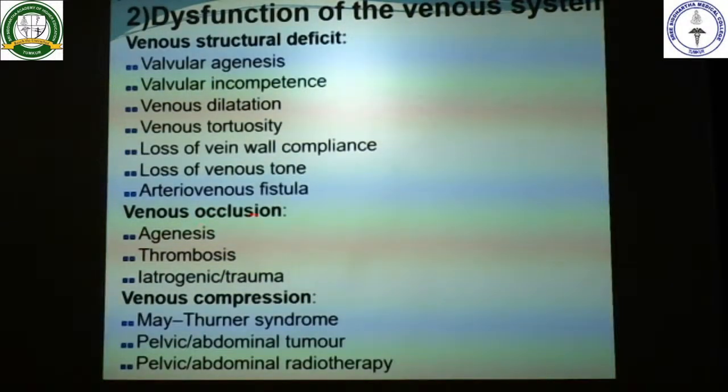Then luminal occlusion of the vein can be because of agenesis of the venous system, thrombosis, iatrogenic causes, or trauma. These are some of the causes for venous occlusion. And there is venous compression from the outside. Some causes here are Turner syndrome, pelvic or abdominal tumors, or even post-radiation pelvic or abdominal radiotherapy. Post radiotherapy, because of fibrosis, it causes pressure over the venous system and causes venous hypertension.